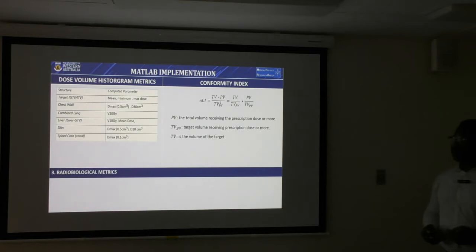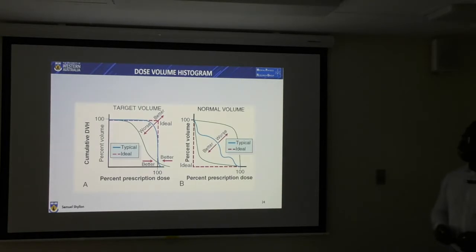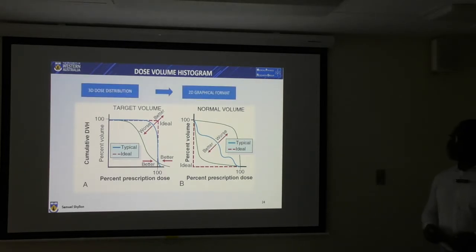The conformity index was also calculated according to this relation, which I'll speak more on later, and the radiobiological metrics, the tumor control probability, normal tissue complication probability, and the generalized equivalent uniform dose were computed. All those parameters were computed using the dose volume histogram, which is a 2D graphical representation of the 3D dose distribution. It is essentially a plot of the volume receiving greater than or equal to a particular dose versus that dose.